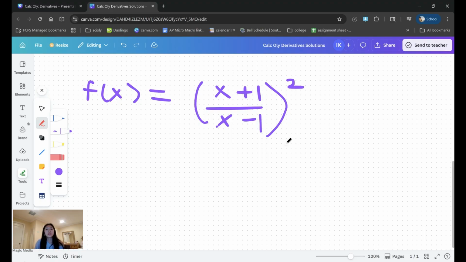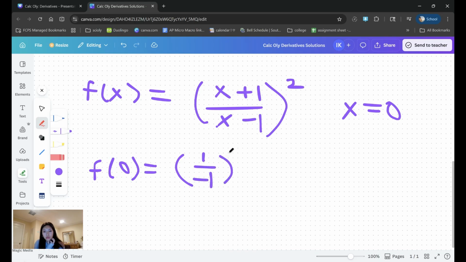Okay, so we're given x equals 0. So what I'm going to do is plug in x equals 0 into f of x to find f of 0, and this is going to give me our value for y. So that's just going to be 1, negative 1 squared, which is 1. So f of 0 equals 1.